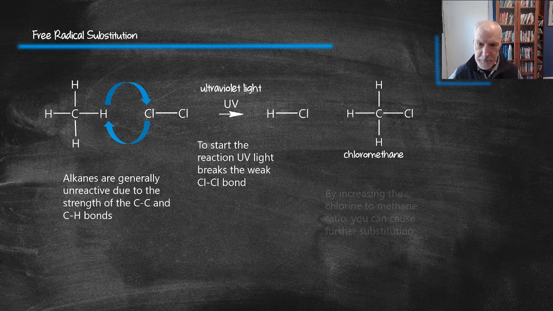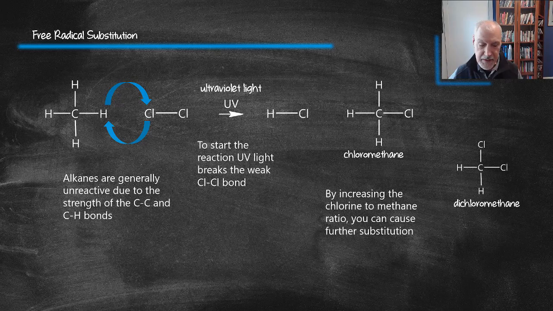Finally, my product itself, chloromethane, I can alter that product by increasing the ratio of chlorine to methane in my original mixture. So I can get more than one substitution occurring. I could get a second chlorine attaching, or even a third to make trichloromethane, and even in some cases tetrachloromethane.